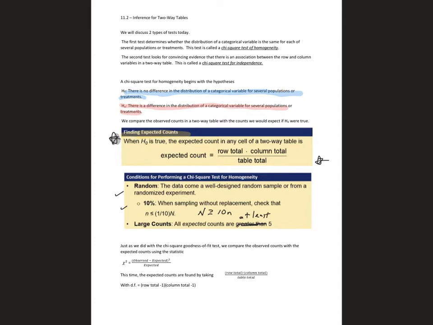So again, the expected counts are found by taking row total times column total divided by table total. And the degrees of freedom are different. It's the row total minus 1 times column total minus 1. So just think about your table as a matrix, and it should help you here. If you go back to your Algebra 2 skills, it helps for the row total, column total, table total, but also right here with degrees of freedom, with 4 degrees of freedom.